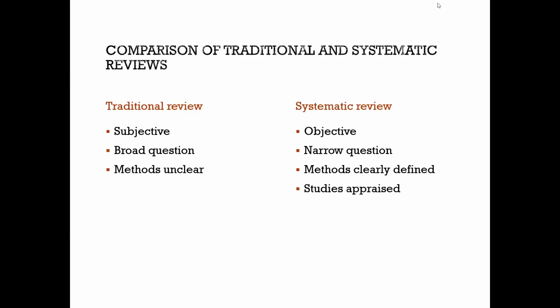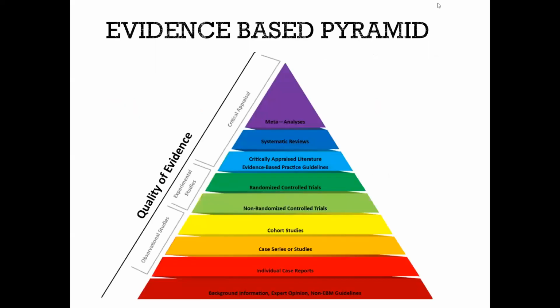Next, methods will be unclear. You will not follow any methods, right? You just go on writing because it is a narrative review. However, in a systematic review, it will be very clear. The studies are appraised. Like I mentioned, this is the quality of evidence: observational studies, experimental studies, and the critical appraisals, that is meta-analysis and systematic review. This is important, the systematic review and meta-analysis.